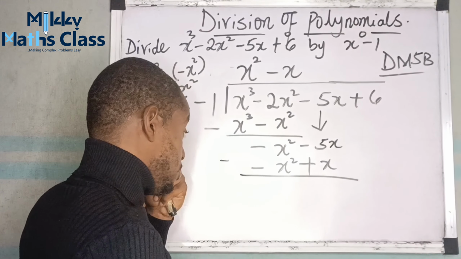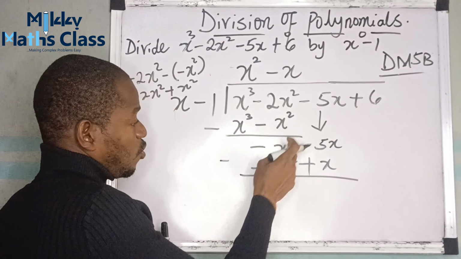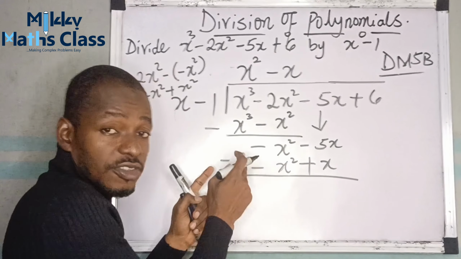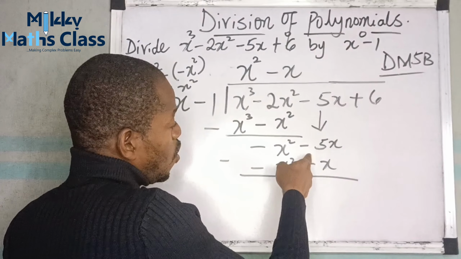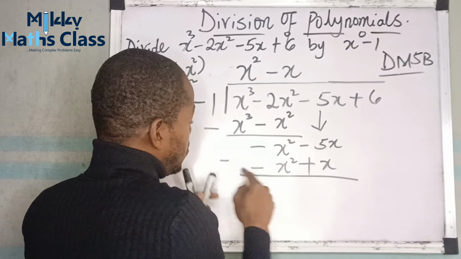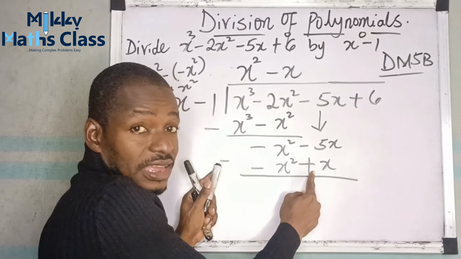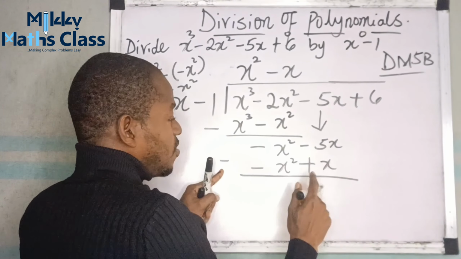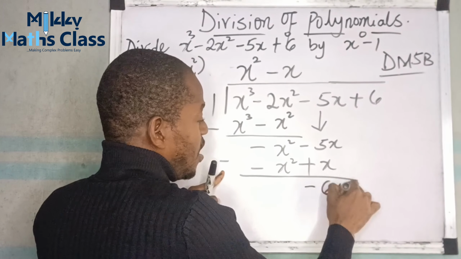Now let's subtract. Negative x squared minus negative x squared goes off because negative times negative is positive. So we have negative 5x minus positive x. This negative will affect this positive sign, so it becomes negative 5x minus x. That will be negative 6x.